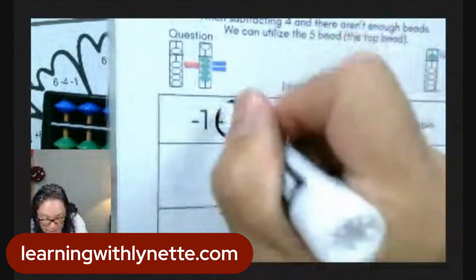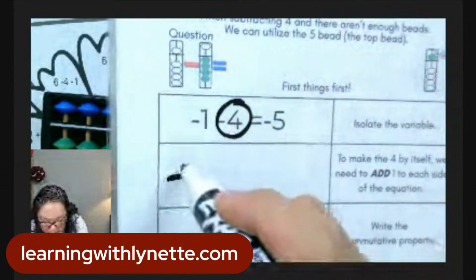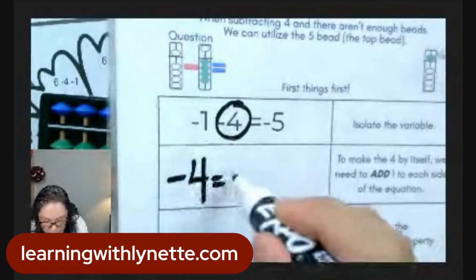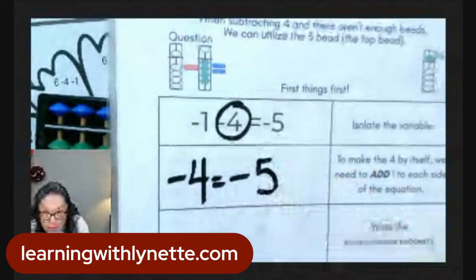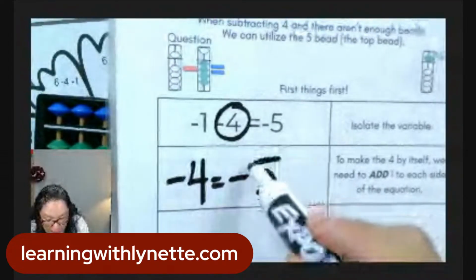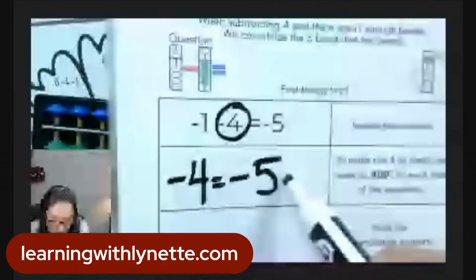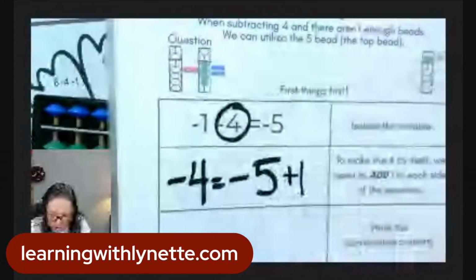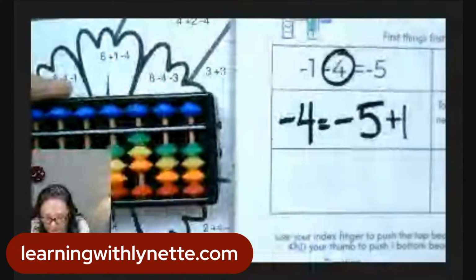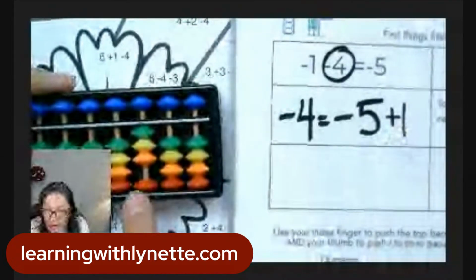We're isolating this variable. So minus 4 is equal to minus 5. What are we going to do? We need to balance the equation. We need to balance this, right? Thank you, Laura. Yes, plus the 1. So what we're going to do is we're going to minus the 5 and then plus the 1.